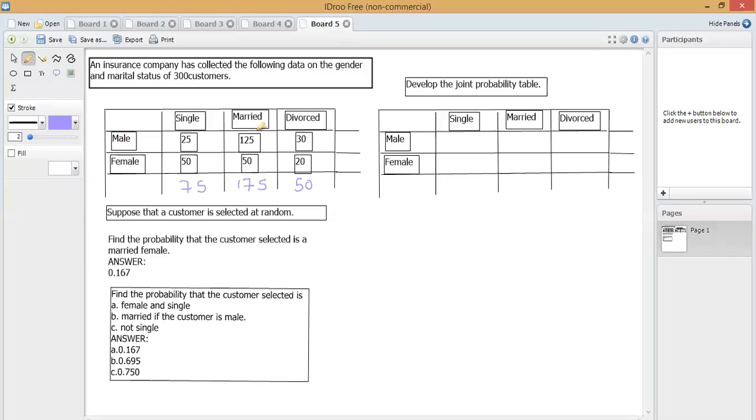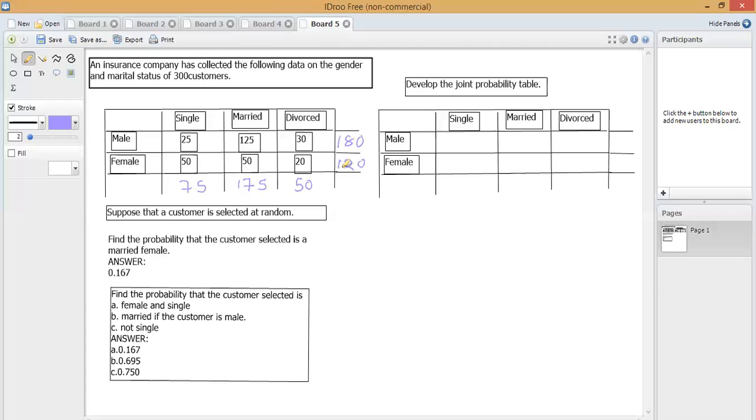Let's talk about the male role now. There are two roles, the male and the female. For the male, we have 25 singles, 125 married, and 30 divorced. So adding this is 150 plus 30, 180. So in total, we have 180 males. Let's come to the females. 50 plus 50 is 100 plus 20, 120. So in total, we have 180 males, 120 females, singles 75, married 175, divorced 50.